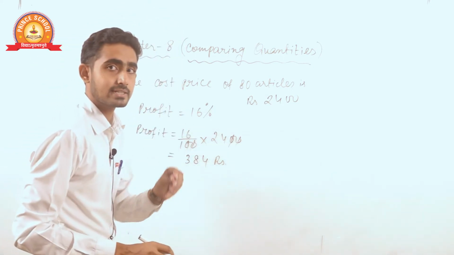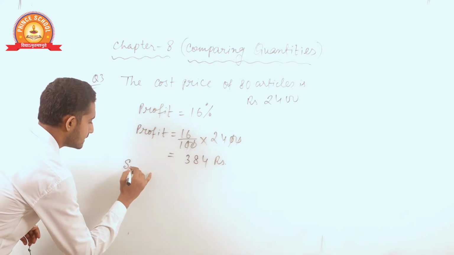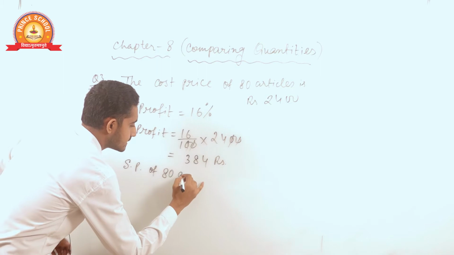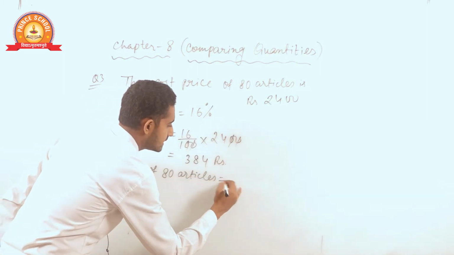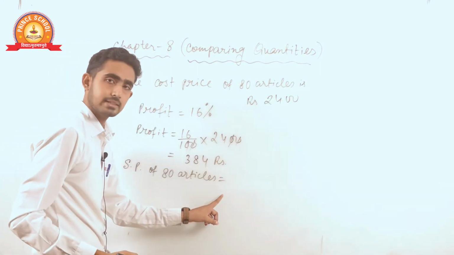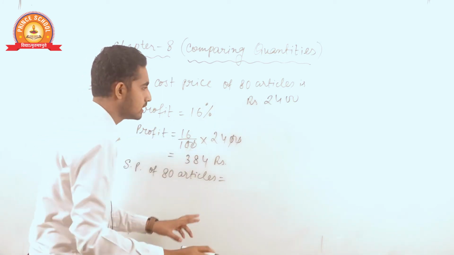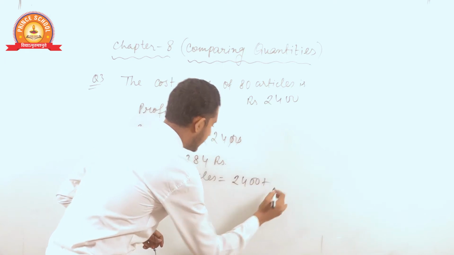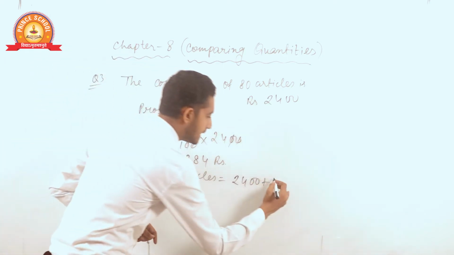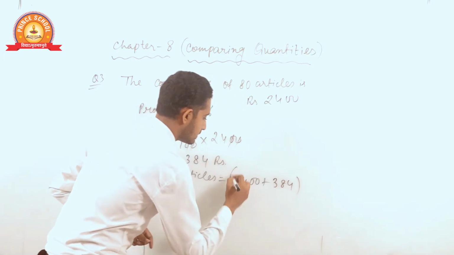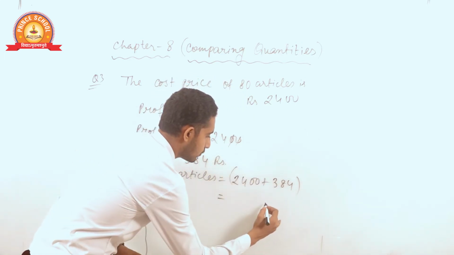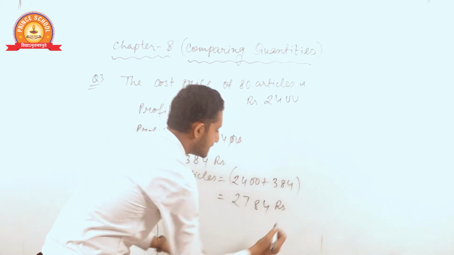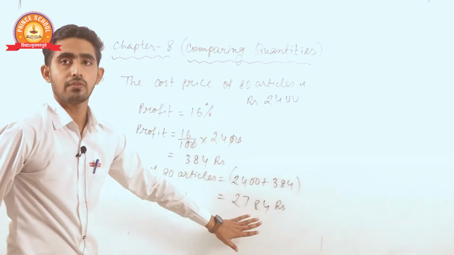Now selling price, what is the formula of selling price? Selling price of 80 articles is equal to cost price plus profit. So cost price is 2400 and profit is 384 rupees. That means the total is 2784. That is the total selling price of 80 articles.